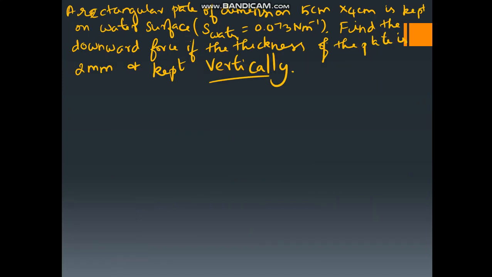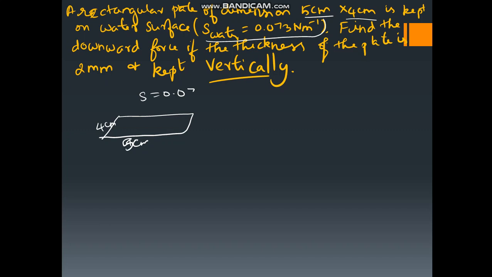Now let us work out another numerical. A rectangular glass plate of dimension 5 cm into 4 cm is kept on the surface of water, and surface tension of the water is given as 0.073 N m power minus 1. Find the downward force if the thickness of the plate is 2 mm. In the previous case we didn't have a thickness, it was a flat plate, but here the thickness of the plate is 2 mm.